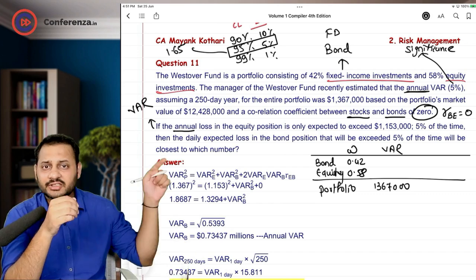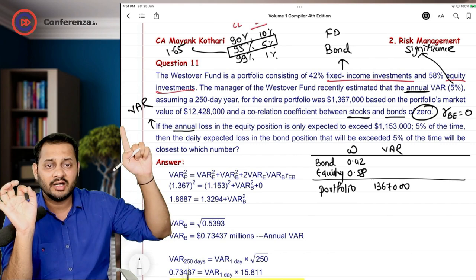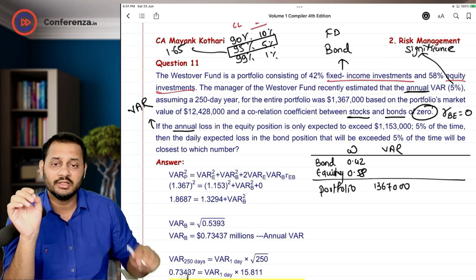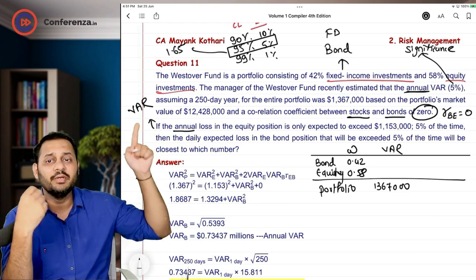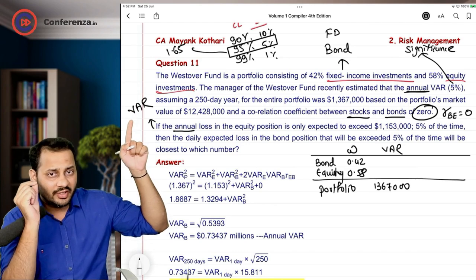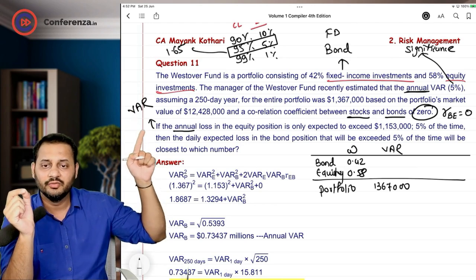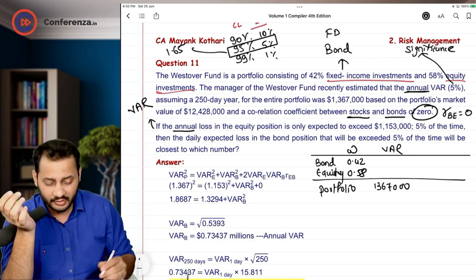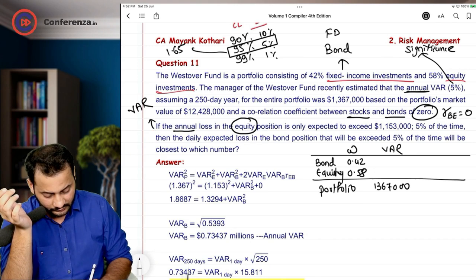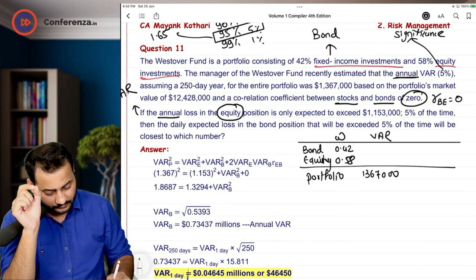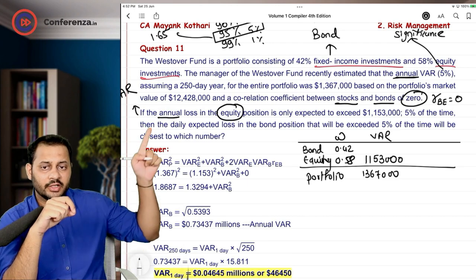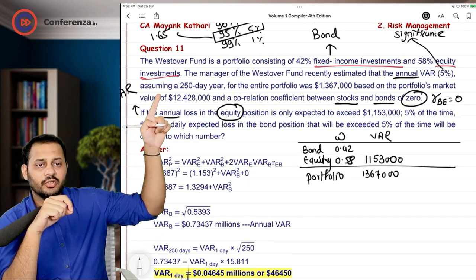Instead of that entire statement, they could have simply written VAR is 1,153,000 at 5% significance. But no, they have written it in a different format, which is the meaning of that. So unless and until you understand the meaning of the VAR, you will not be able to understand that 1,153,000 is a VAR for equity. So this is an equity VAR. And we will write it here, 1,153,000. But please make sure that the equity VAR is also annual. Yes sir, this is annual. The portfolio VAR was also annual.